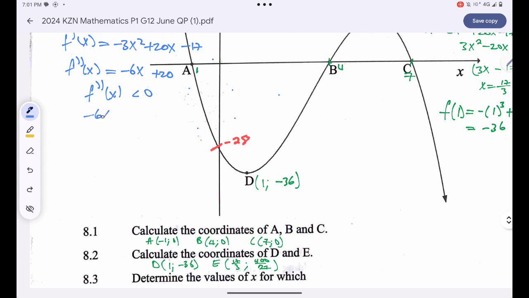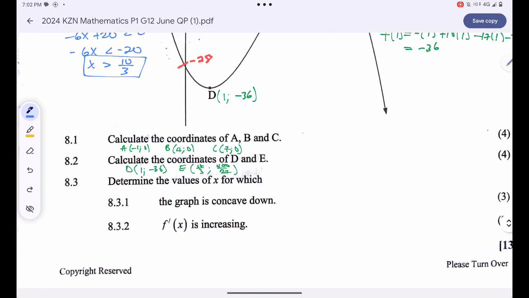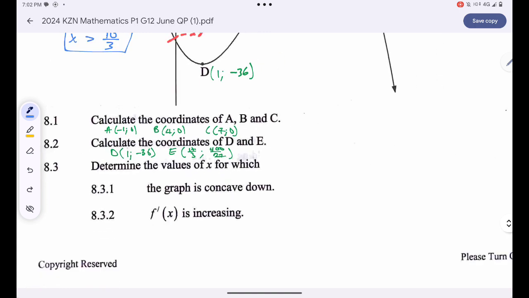Okay, that's basically -6x + 20 < 0. That's -6x < -20. Therefore, x is greater than 20/6, which can be written as 10/3. x is greater than 10/3. So my graph will be concave down whenever x is greater than 10/3.